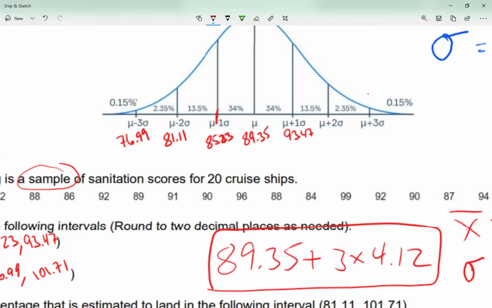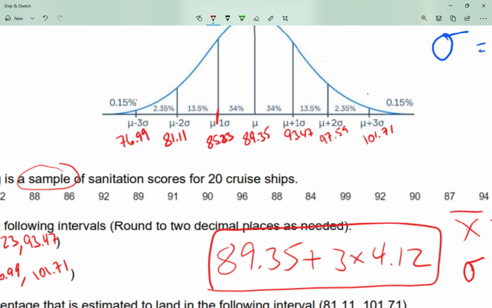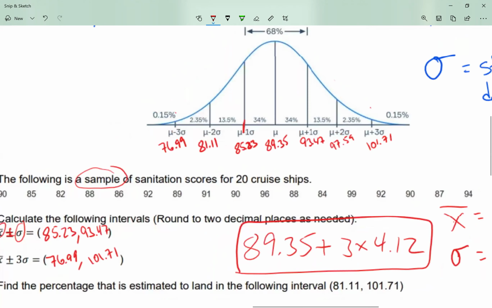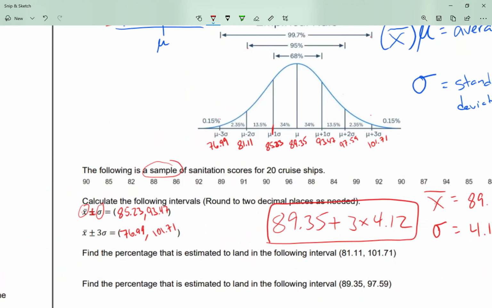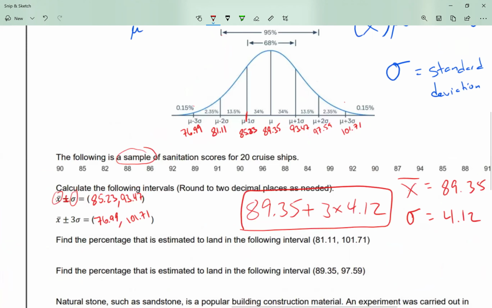93.47. Our mean plus 2 standard deviations, according to my calculator, I get 97.59. And our mean plus 3 standard deviations, I get 101.71. Okay, I need this information for the following questions.